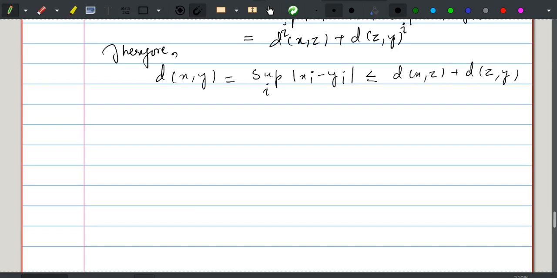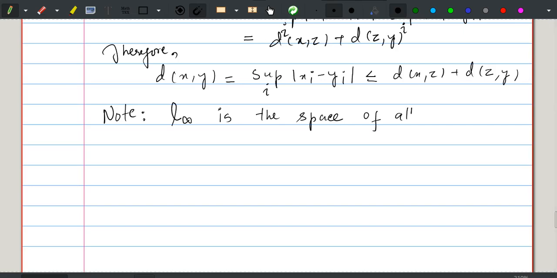So let us make a note here. L infinity is the space of all bounded infinite sequences.